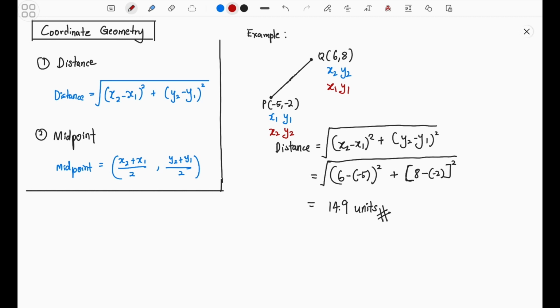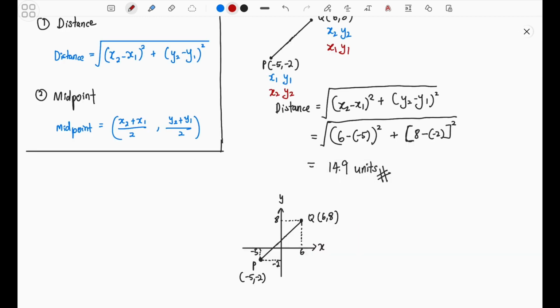Okay, alright students, now look at the distance formula again. Tell me, does it look familiar to you? Does it look like the Pythagoras theorem formula to you? And in fact, the distance formula actually comes from the Pythagoras theorem, and let me prove it to you why.